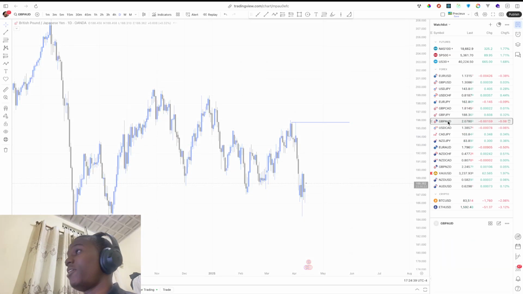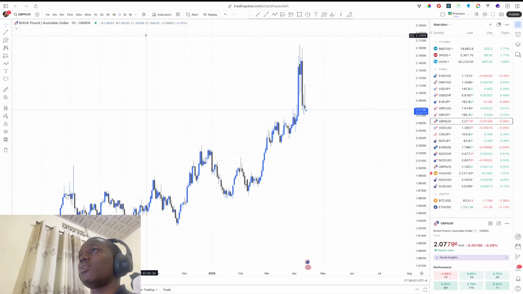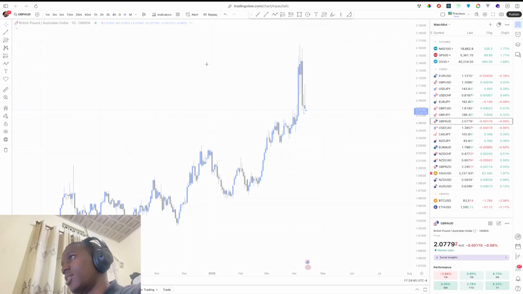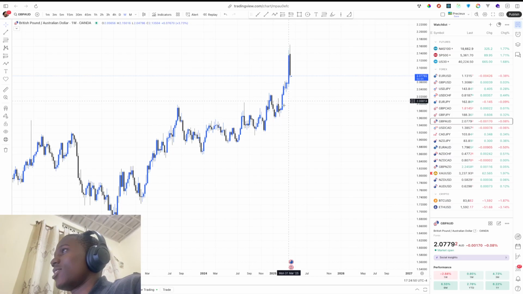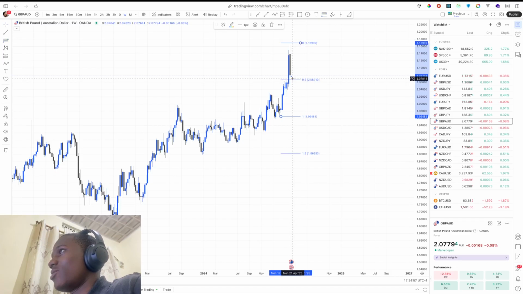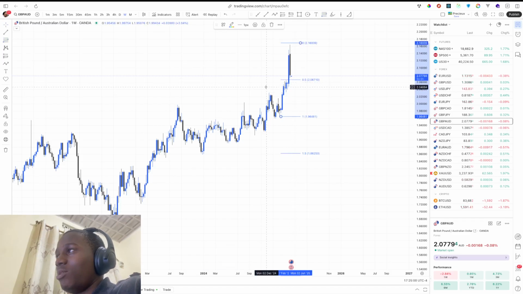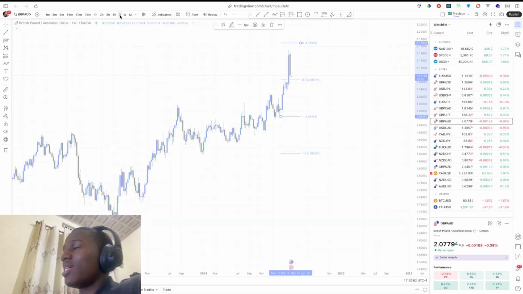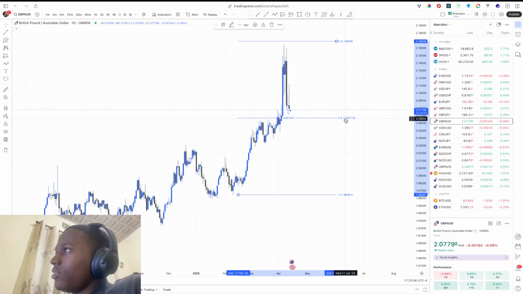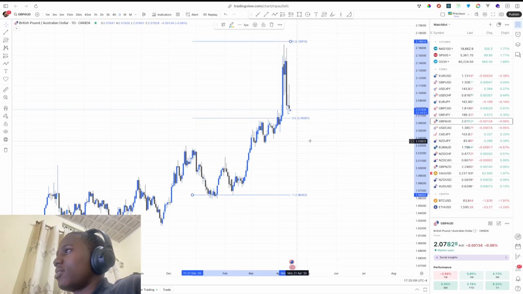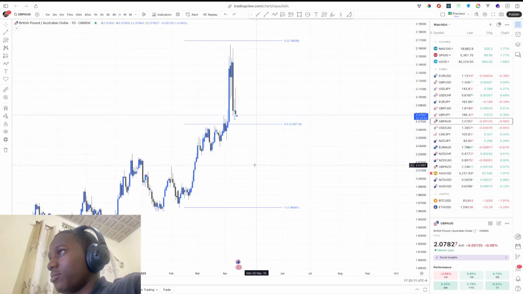GBPAUD, a very great pair. I really like this one. Let's do this one. So weekly, we can see it is in some kind of uptrend. Very good rebalance of price. You can see it dropping. We have this low here. We have this high, and we can see it's trying to rebalance. But when you go to the daily, it might be rebalancing higher so that it can go lower again. Well, both is possible, but we are targeting for it to go lower.